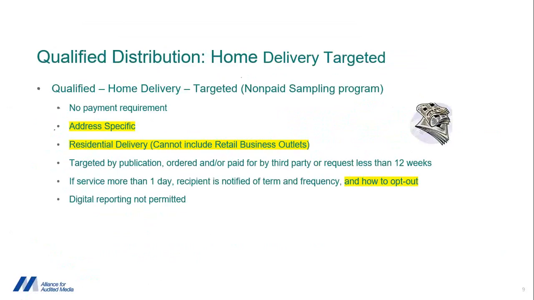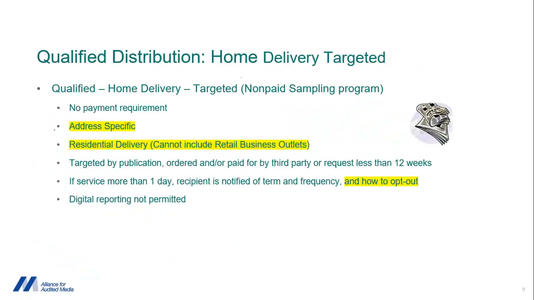Next level of qualified distribution is home delivery targeted. Similar to requested, but there is not a time limit of how long the sampling program has to be. It can be 1 day, it could be 3 weeks, it could be a year-round program. There's no payment required. It's also not a requested product. However, it is address specific, meaning that the publication knows exactly the address where this publication is being delivered to. It is for residential units only, does not involve any retail business outlets.